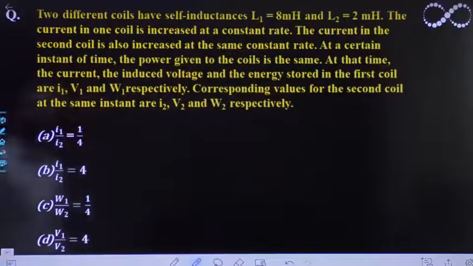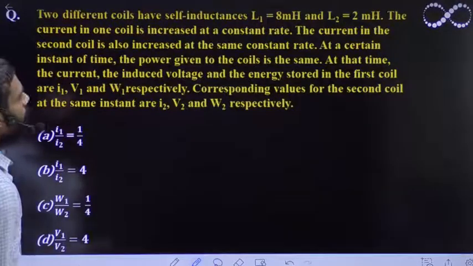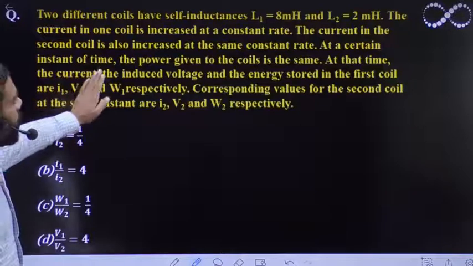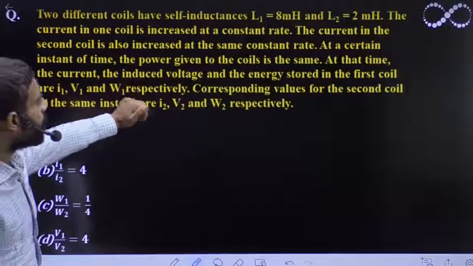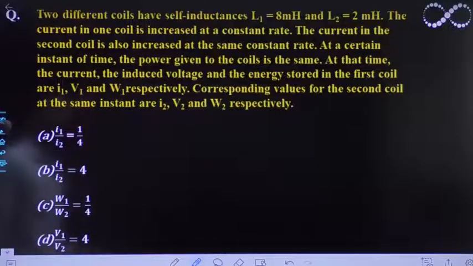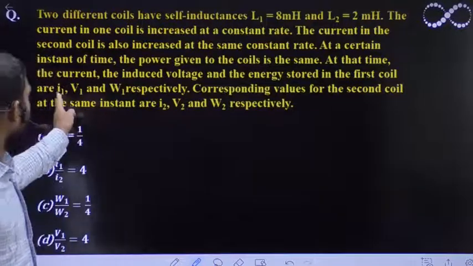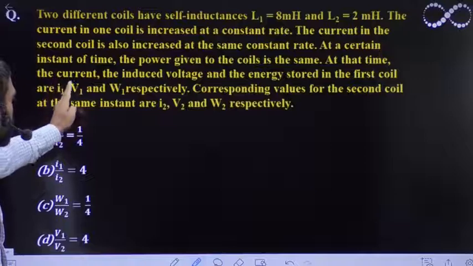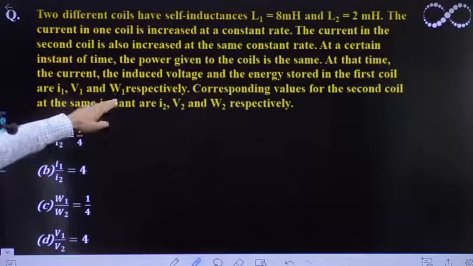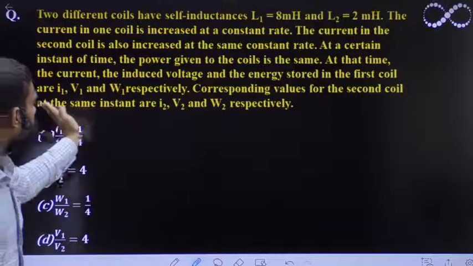देखिए, इस क्वेश्चन में दो डिफरेंट कॉइल हैं, सेल्फ इंडक्टेंस दिया है. Current in the coil 1 is increased at a constant rate and the current in the second coil is also increased at the same constant rate. At a certain instant of time the power given to the coils is also the same. At that time the current, the induced voltage and the energy in the first coil I1, जो first coil का current, voltage, power दिया गया है, the energy stored ये है, and second का ये दिया है.